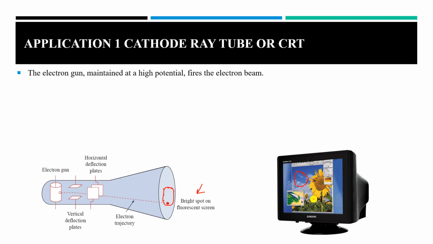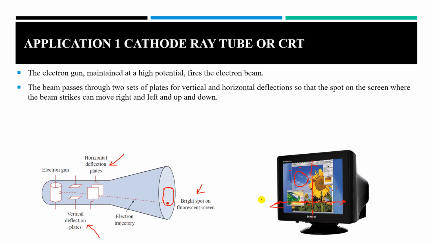Now, how can we control which point it hits, here or here or here? By using deflection plates. We have horizontal deflection plates, which control the horizontal motion, left and right, like this, here or here. And we have vertical deflection plates, which control up and down. Is it here, anywhere here, and anywhere here? So we can select any point on the screen as we would like.